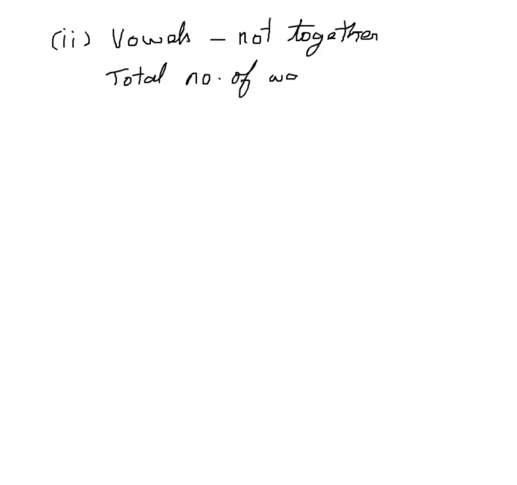Now the second subdivision, vowels do not occur together. How to do not together cases? Total number of cases minus together cases. Let us calculate the total number of arrangements. We have 8 alphabets. 8 alphabets can be arranged in 8P8, since we have 8 distinct alphabets, which is 8 factorial. And 8 factorial answer is 40320.